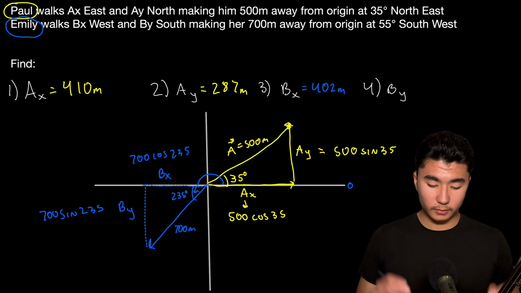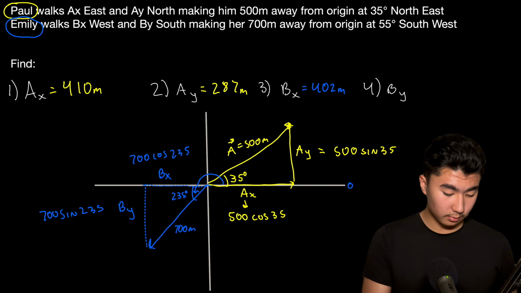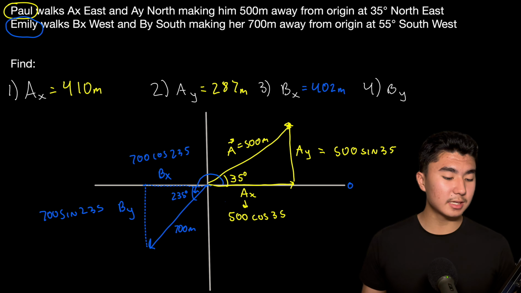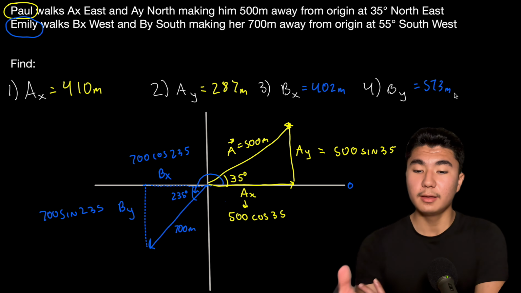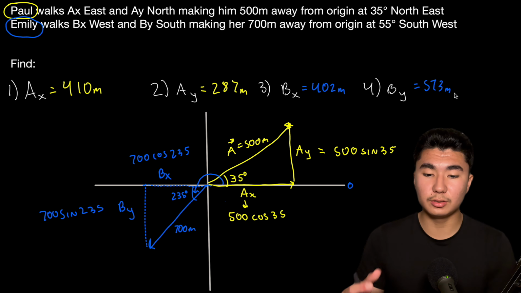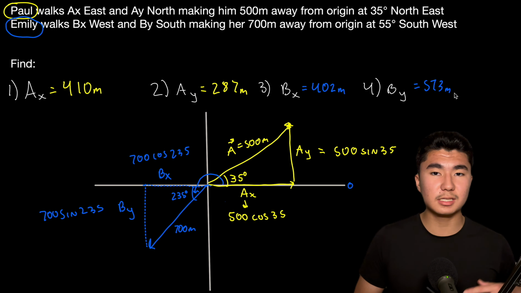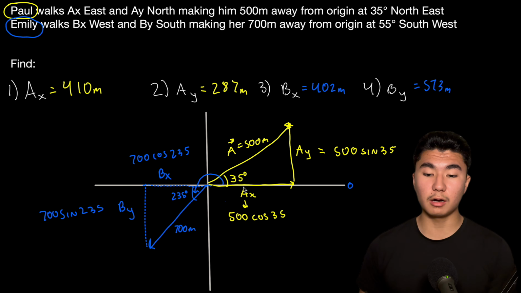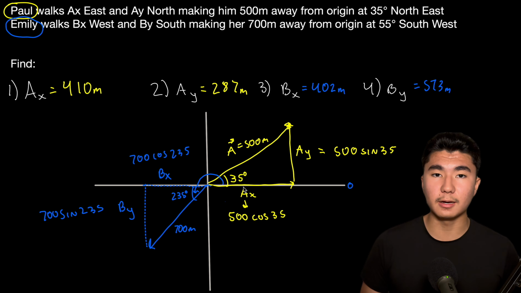So now we do our 700 sine 235, and that's going to be negative 573, which is just going to be 573 meters south. So this is exactly how you find your opposing lines like BX, AX, BY, AY. It's just using these equations of our displacement times cosine theta or sine theta.